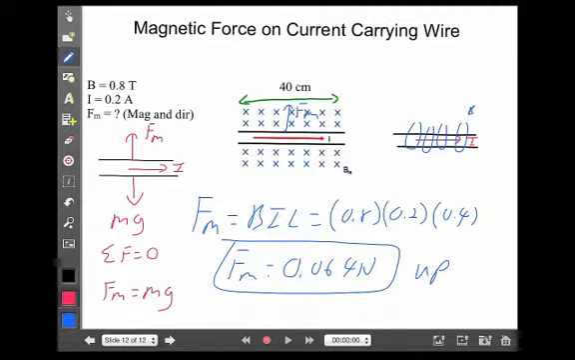And that's basically it. That's the idea of a charge moving through a field. It can travel in a curved path. And then the current on a wire generates a magnetic field. If we place that in a second magnetic field, we get a magnetic force.